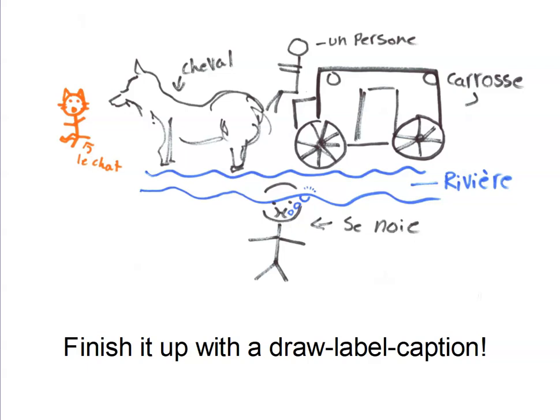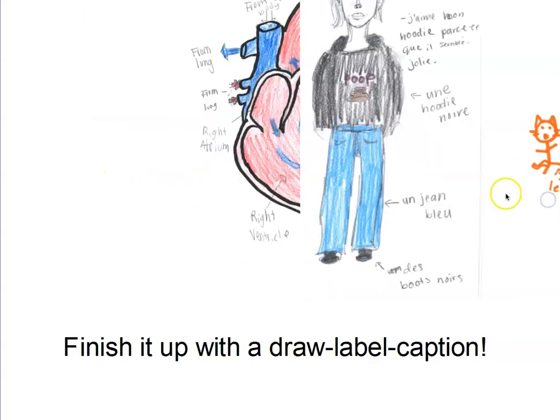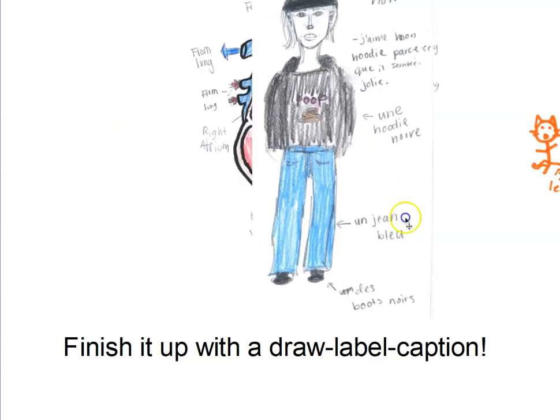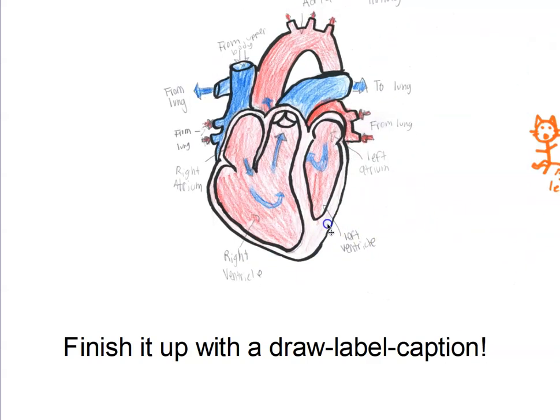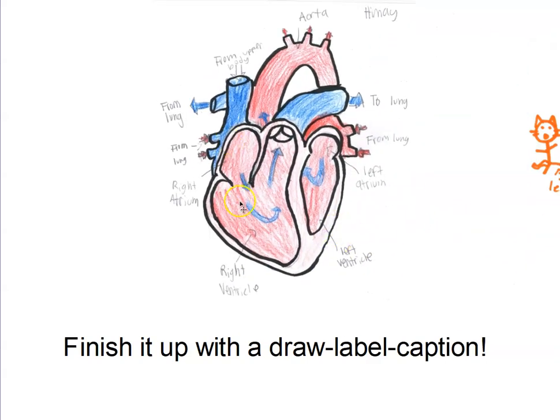And then finish the whole thing up with a draw label caption. So here we were working on a story actually instead of an everyday object. Here we're working on clothing. And I even have done this. I teach health in the summertime. And so we were working on the heart. So works pretty good.